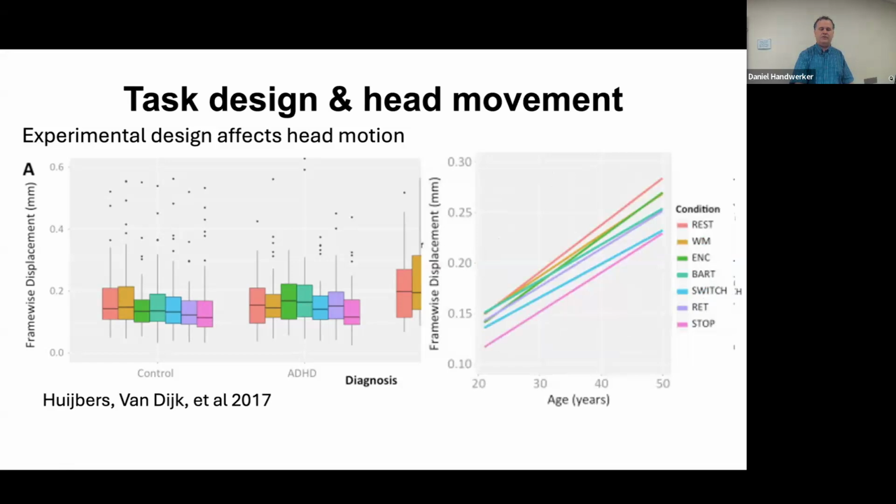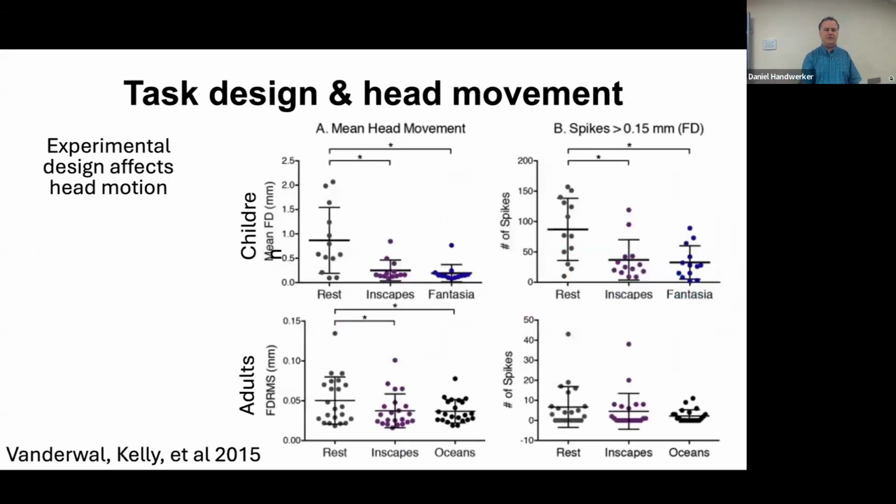This is just another example of the same data, age related. For all these tasks, we're seeing more head motion across age. So if you're not watching for this, it's going to cause trouble. And I'll mention, we talk about resting state a lot as a measure, but it turns out that when you tell people to sit in the scanner and do nothing, they move their head more than when you give them something interesting to do. So even showing them a movie, or in this case, Inscapes, which is like a glorified screensaver, just having something to look at makes people move their head less.